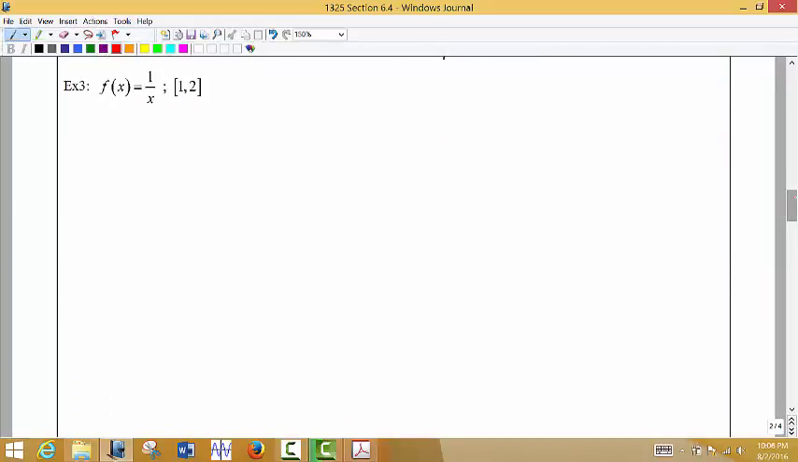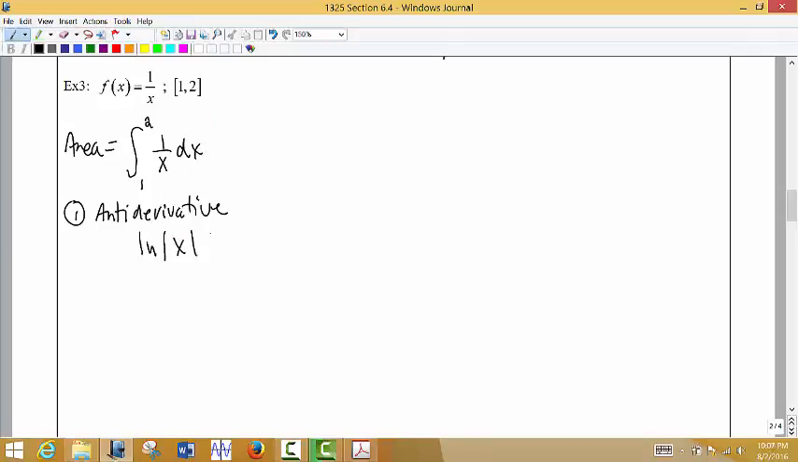Alright, so our next example, we want to do the same thing. I want to find the area between the curve and the x-axis and between x equals 1 to x equals 2. So if I'm looking for the area, we want to integrate from 1 to 2, so from the smaller number to the larger number goes on top. We're going to integrate 1 over x with respect to x. So we said the first thing you want to do is find the antiderivative. Okay, well, what is the antiderivative of 1 over x? Pretty easy. We know that's ln of x.